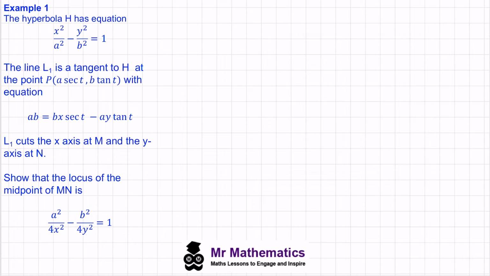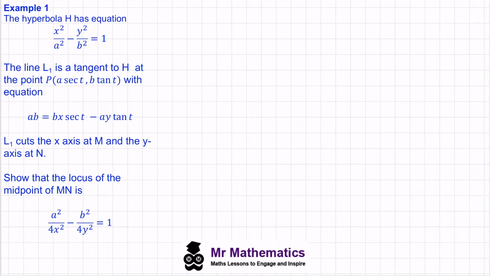Okay, so presented as a question, we're told that the hyperbola has the general Cartesian equation, and the line L1 has parametric equations for x as a sec t and for y as b tan t. The general equation for the tangent is given here. As you can see, L1 cuts the x-axis at M and the y-axis at N, and we're going to show that this is the equation of the locus of the midpoint of MN.